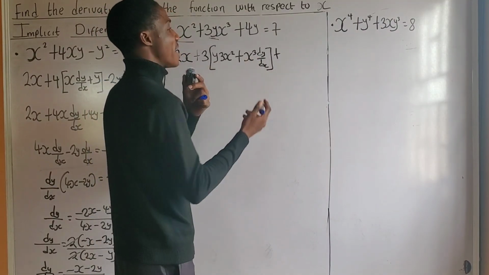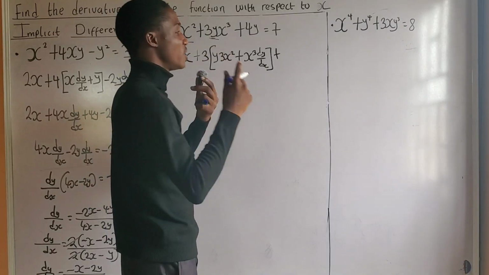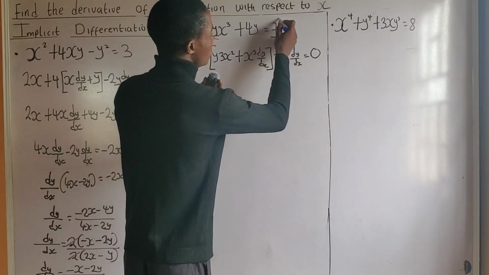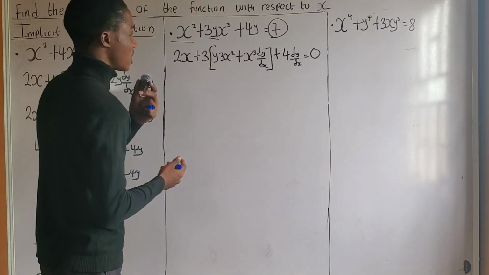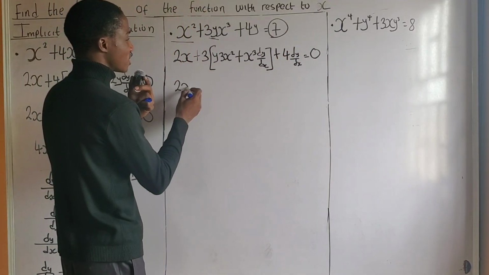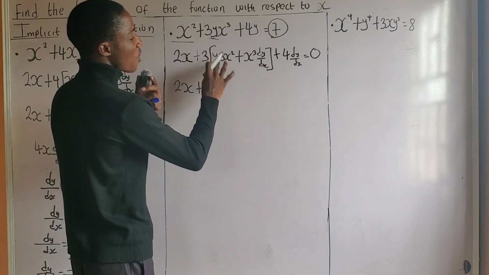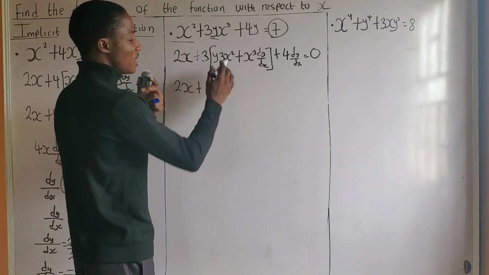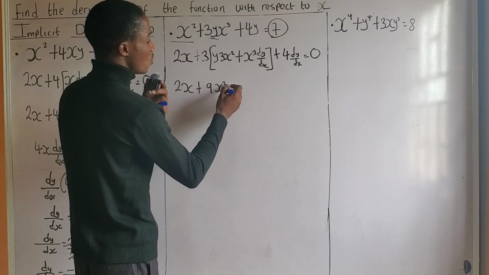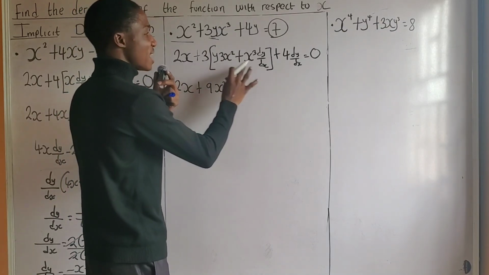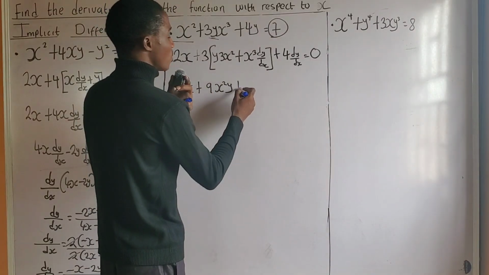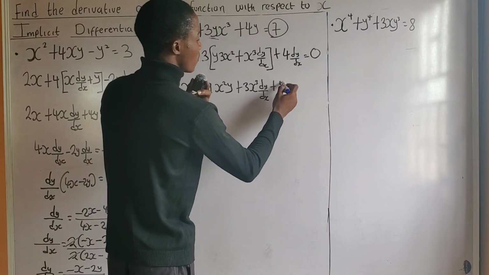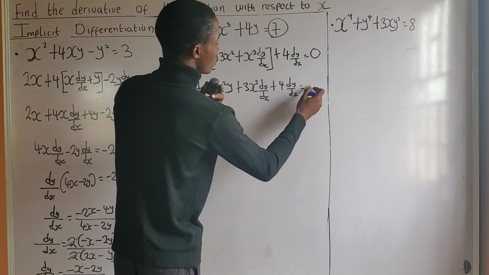Plus, now we have 4y. Differentiate 4y, you're going to have what? 4. So I'm going to multiply 4 by dy/dx equals to 0, because if you differentiate 7, you're going to have 0. 7 is a constant. So I'm going to have 2x plus 3 times y times 3 times x to the power of 2. That is what? 9x to the power of 2 y, right? Now 3 times x to the power of 3 dy/dx, I'm going to have plus 3x raised to the power of 3 dy/dx, okay? Plus 4 dy/dx. This will be equals to 0.